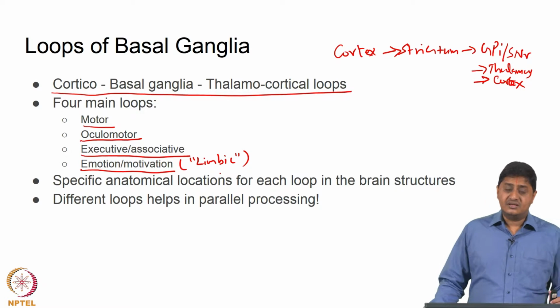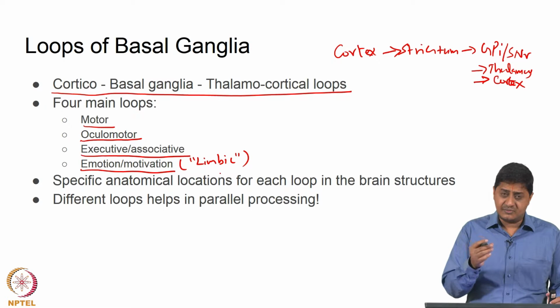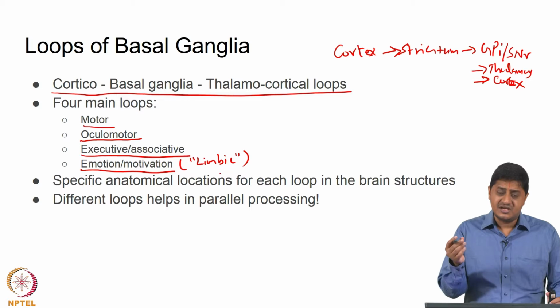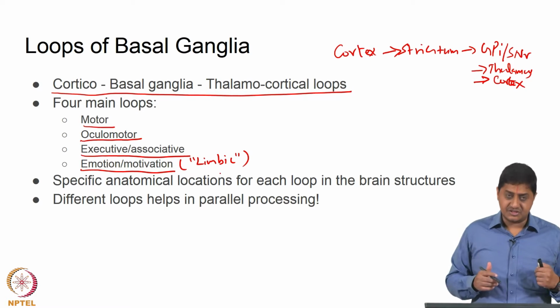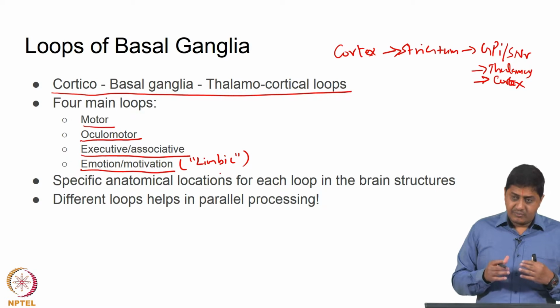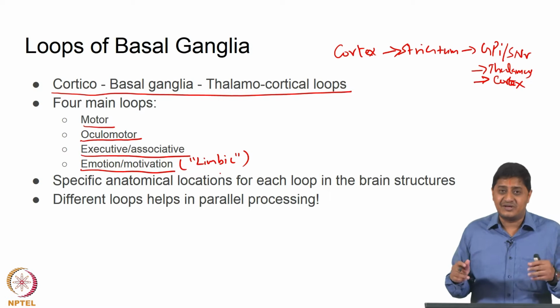It turns out that each of these loops has a dedicated, specified area within the basal ganglia. Their inputs are kept separate, their processing loops are kept separate, and their outputs are also kept separate. So, essentially what you have is an architecture that is parallel in nature. That means different aspects of behavior are processed in parallel by the basal ganglia.